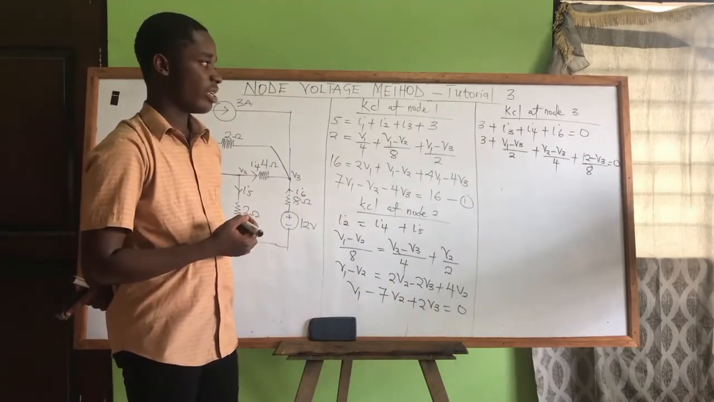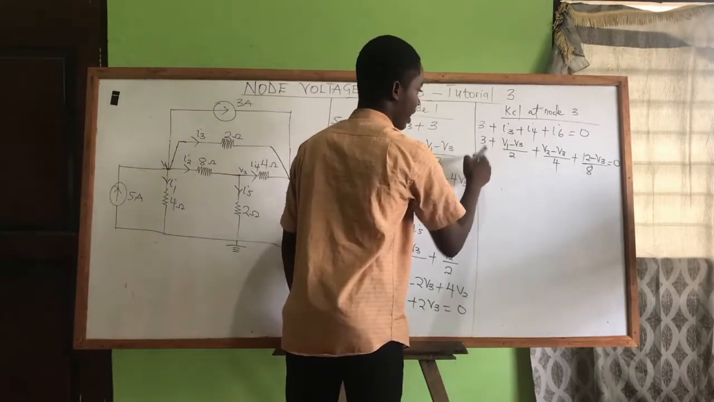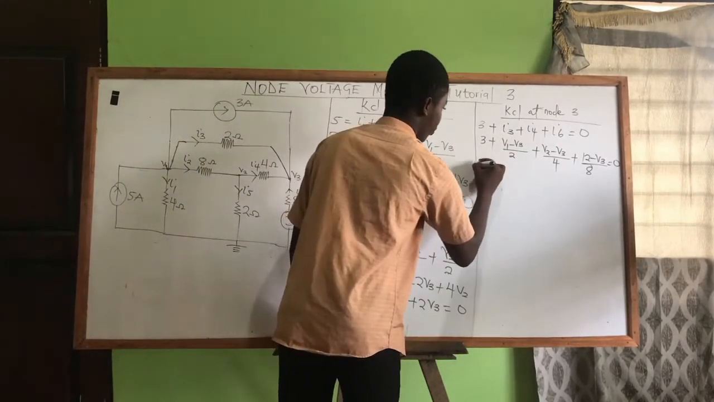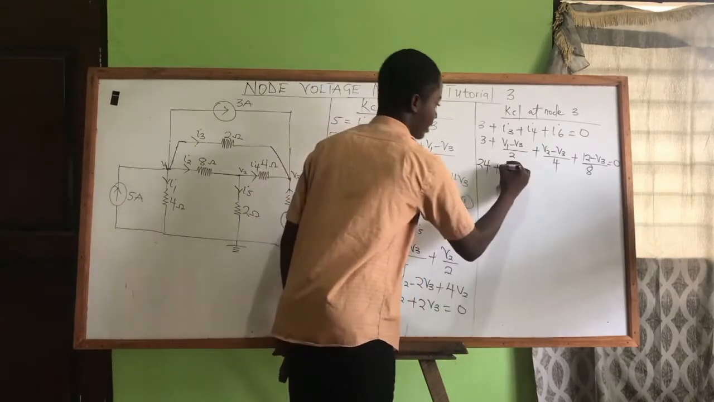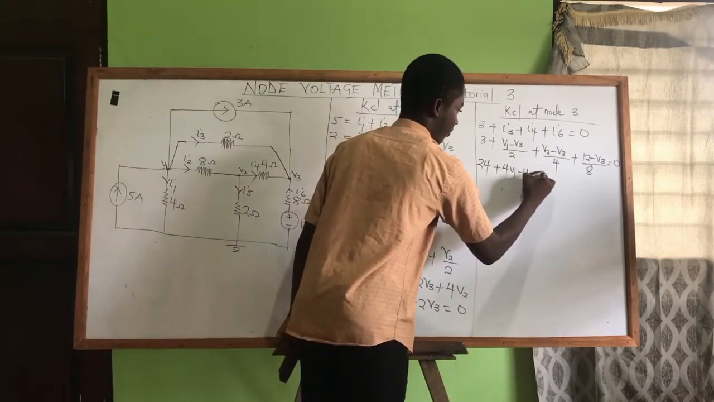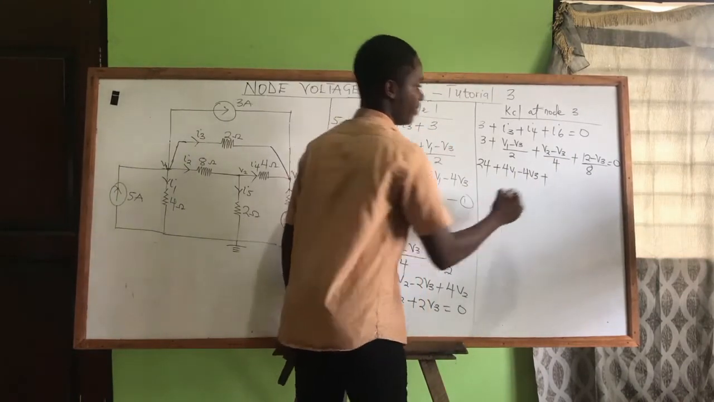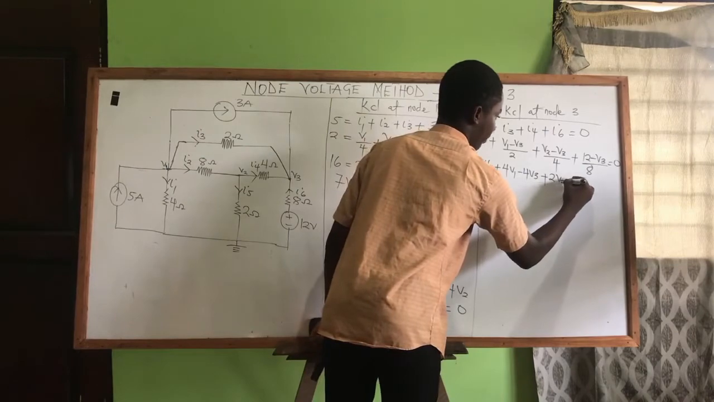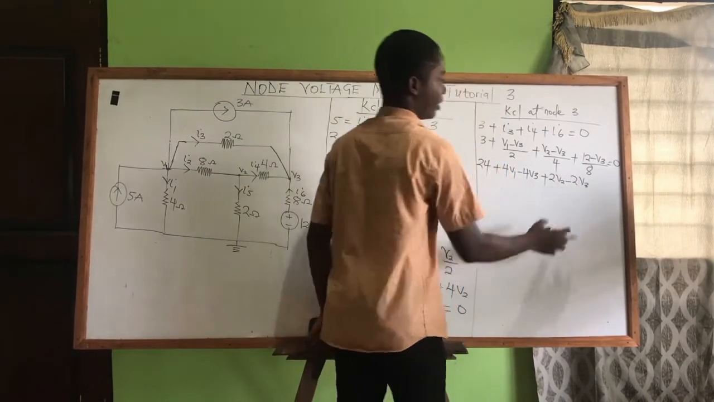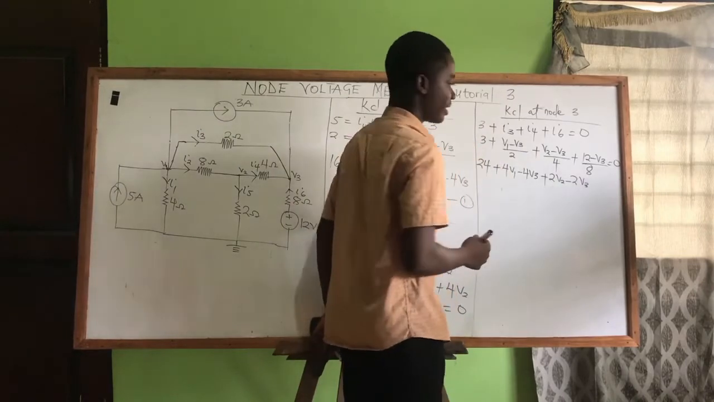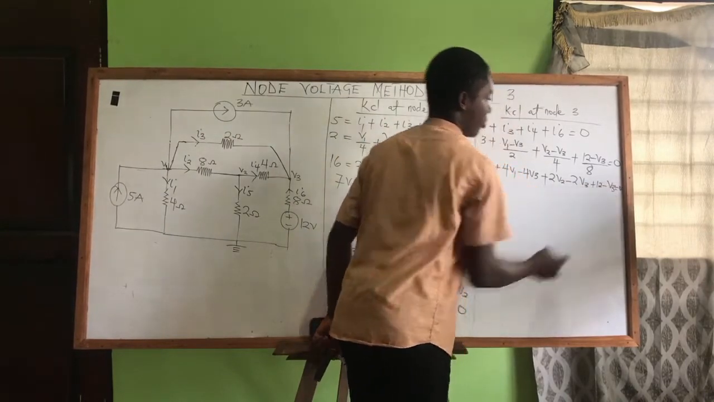So what is the LCM here? The LCM here is 8. So let's multiply through by 8. This by 8 is giving us 24, plus this portion by 8 is giving us 4V1 minus 4V3, plus this portion multiplied by 8 is giving us 2V3 minus 2V2 minus 2V3. This portion multiplied by 8 is giving us 12 minus V3 is equal to 0.